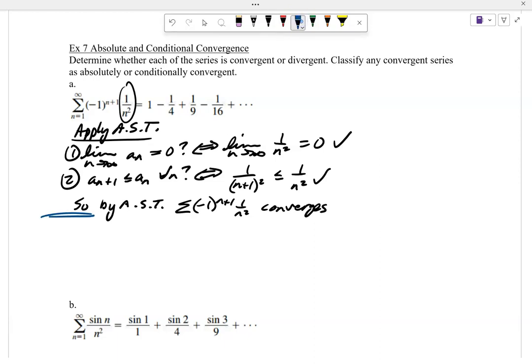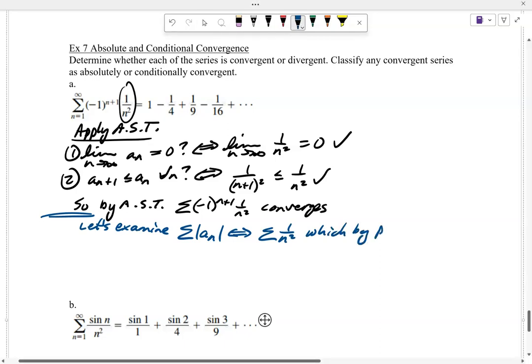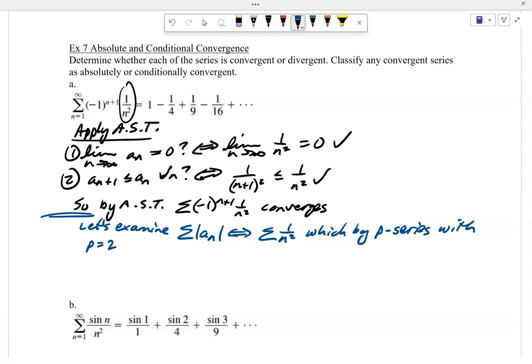Well, since it converges, now we've got to think about the absolute value. So let's examine the absolute value. Well, that's just saying every term's positive, so that would be the 1 over n squared, which by p-series, this is 1 over n to the p, so our p here is 2, being bigger than 1, converges. So we know the absolute value converges.